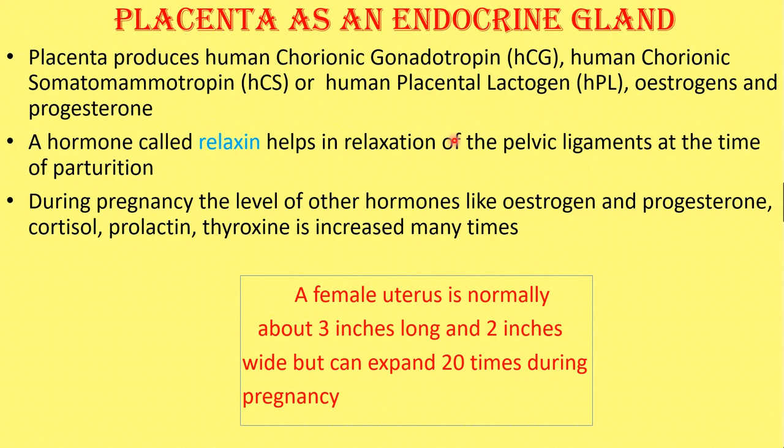Now, the parturition occurred. So usually the female uterus, what is the size of the female uterus? It is normally about 3 inches long and 2 inches wide. But during the time of pregnancy, it can expand even 20 times. Once again, it returns back to its position after childbirth, after a few months. So the size of the uterus is 3 inches long and 2 inches wide. And it can expand how many times? 20 times during pregnancy. Okay, thank you.